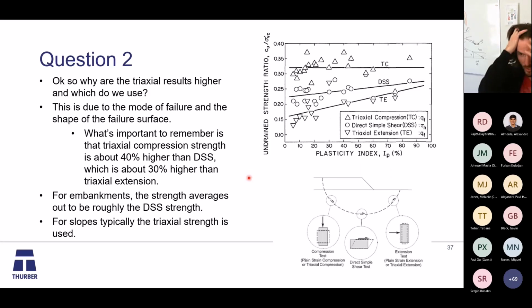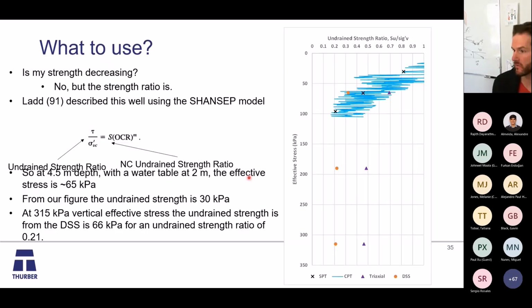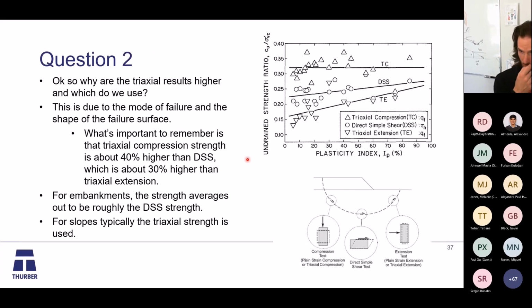Okay, so question 2. We'll notice here our triaxial results are a lot higher than our DSS, and they're more than 100% higher. So why are they higher? Should we use our triaxial or DSS? And this is due to the mode of failure and the shape of the failure surface. So what's important to remember is triaxial compression strength is about 40% higher than DSS, which in itself is about 30% higher than triaxial extension.